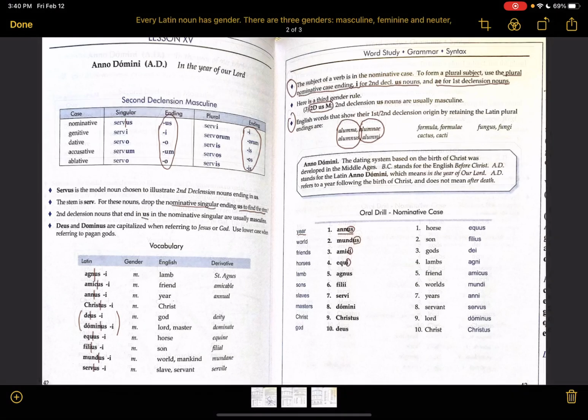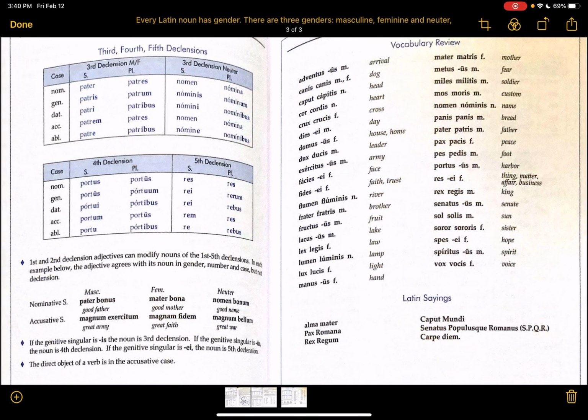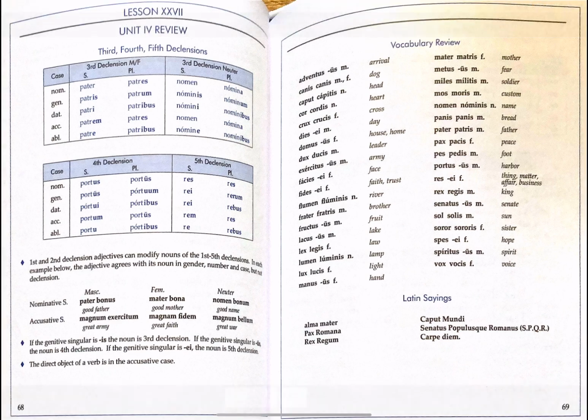Finish up the exercise. All right, now a little bit for the Latin 1B students. So if you're in 1A, you can end your video right now. But 1B students, you pay attention. So this is the Unit 4 review this week. That's what we're on. And Unit 4 covers the 3rd, 4th, and 5th declensions.